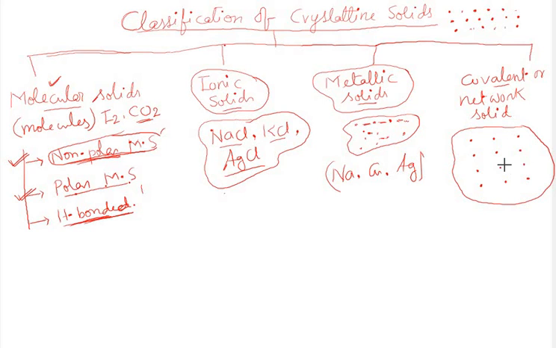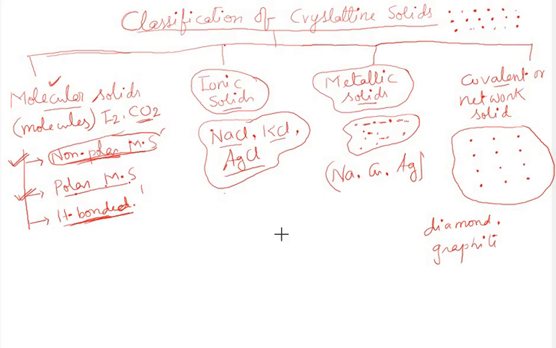Now examples of these types of solid are diamond, graphite. Okay, so these types of solid come under this category of covalent or network solid.